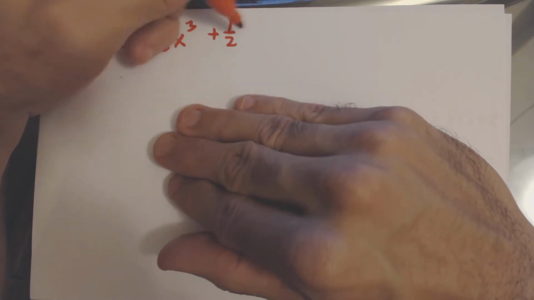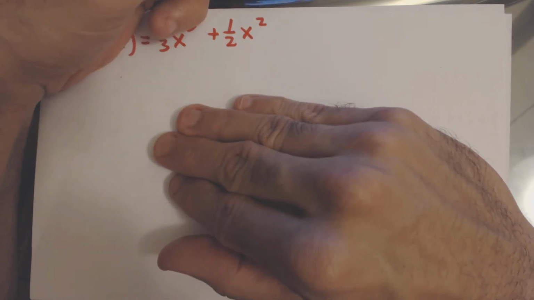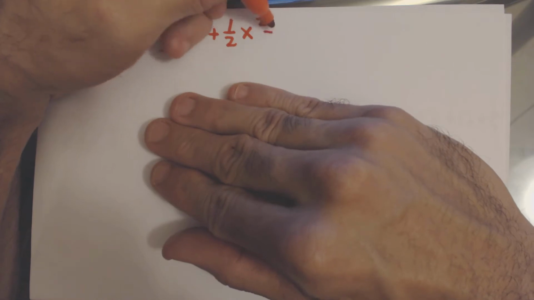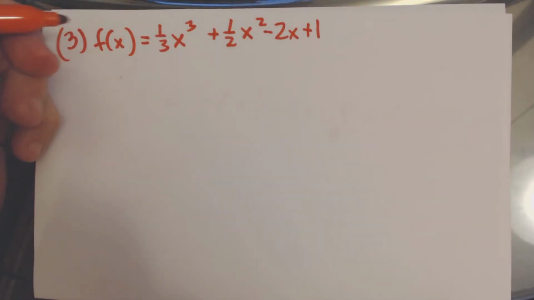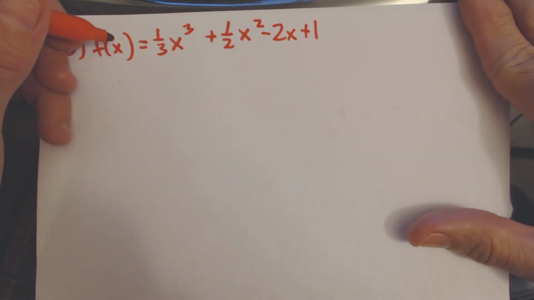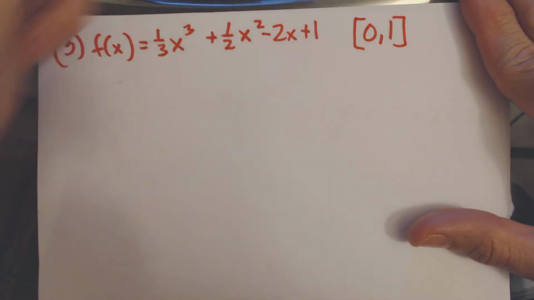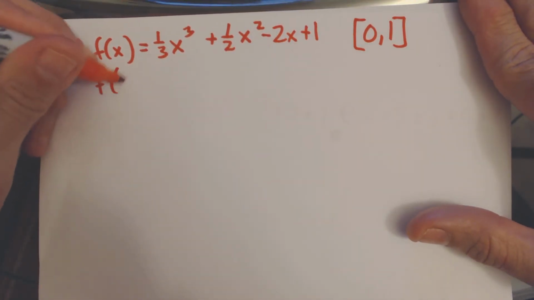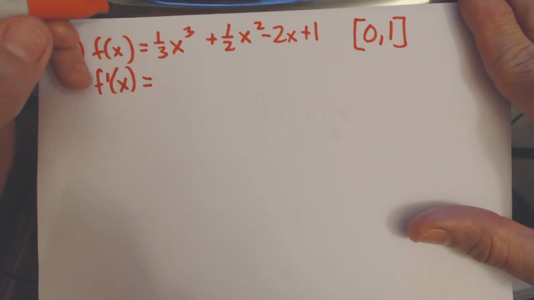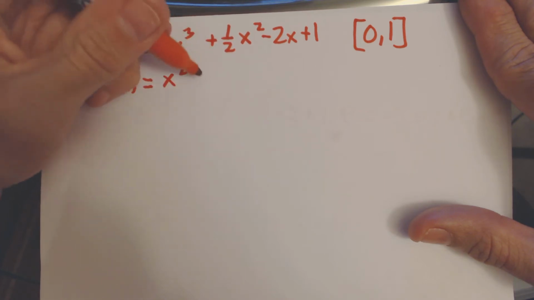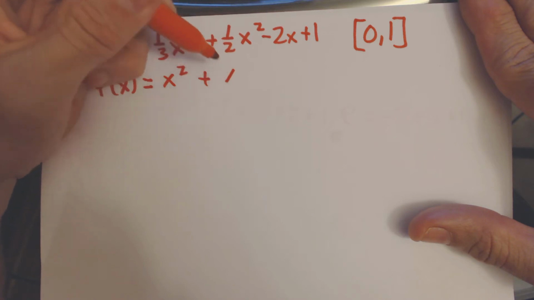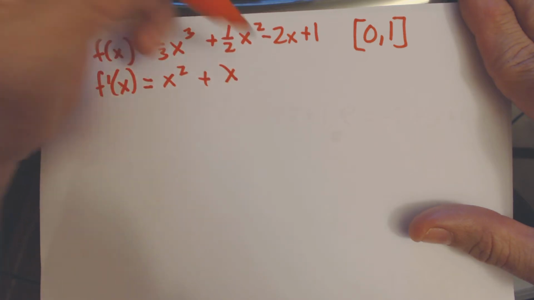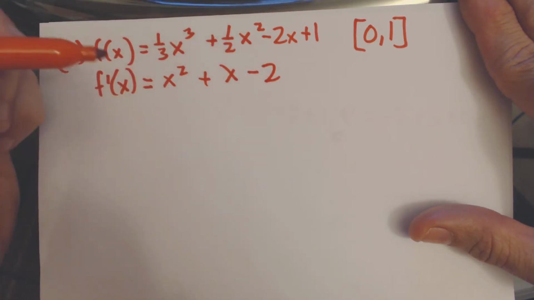plus 1/2 times x squared minus 2x plus 1. Okay, so we need to take the derivative, and this is in the interval between 0 and 1. Let's take the derivative. We wind up with x squared plus x minus 2.